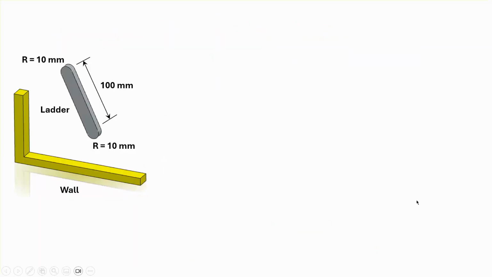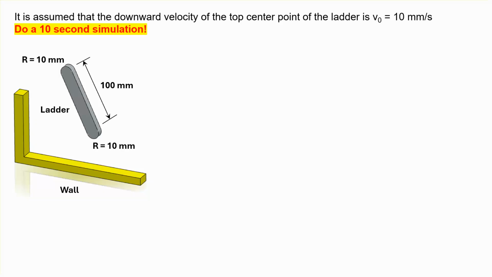Now, here are the dimensions that I'm going to be using, and first of all, let me tell you what I want to do here. I want the top of the ladder to slide down at a constant velocity of 10 millimeters per second, and we're going to do a simulation over a 10-second interval.